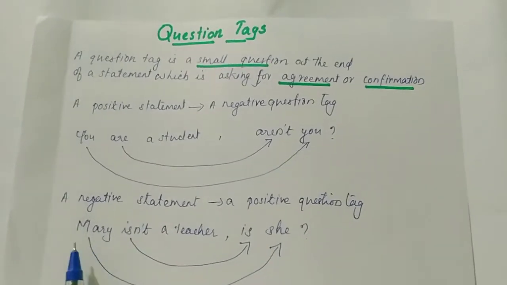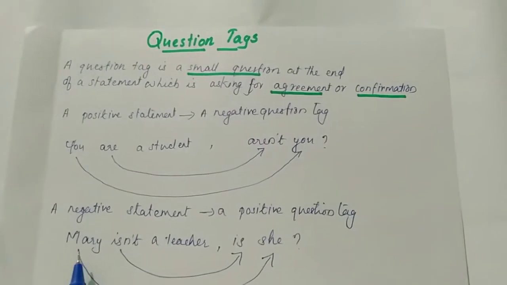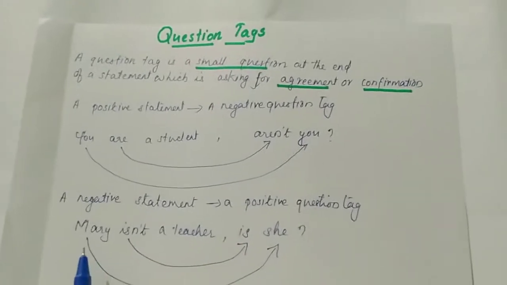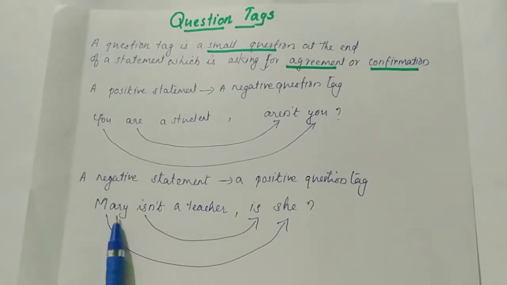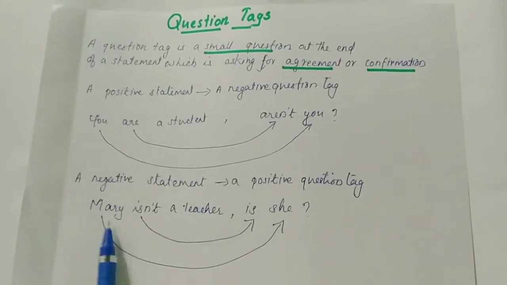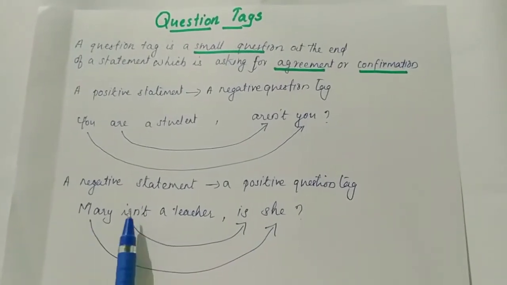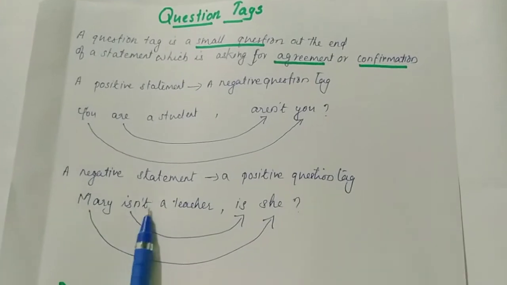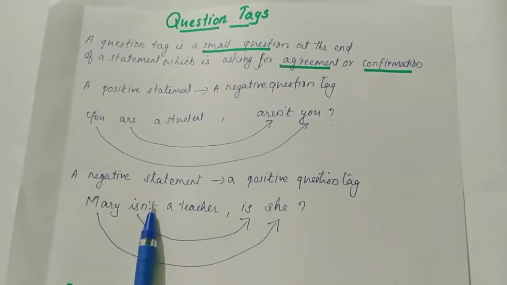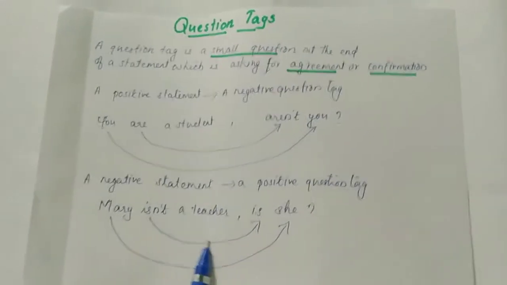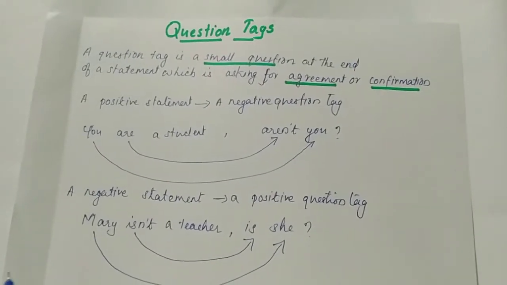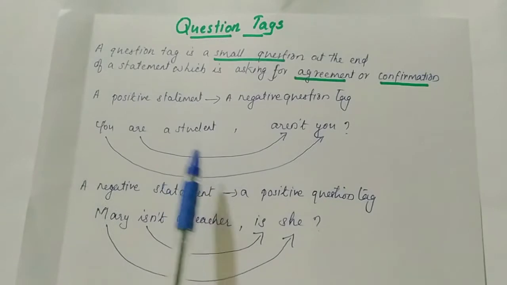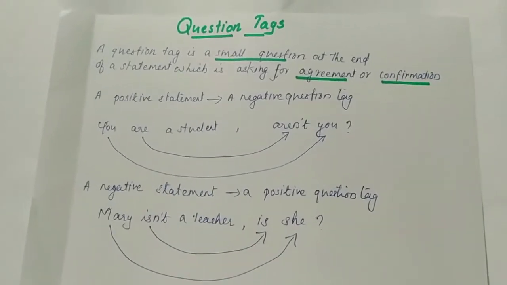If the subject is the name of a person or a thing, instead of that name we can write its pronoun. If it is a boy, we write he. A girl, she. If it is a thing, we write it. So, how to make a positive question tag? Remove not from that auxiliary, write the positive form, and then write the subject. In this way we can make the question tag.